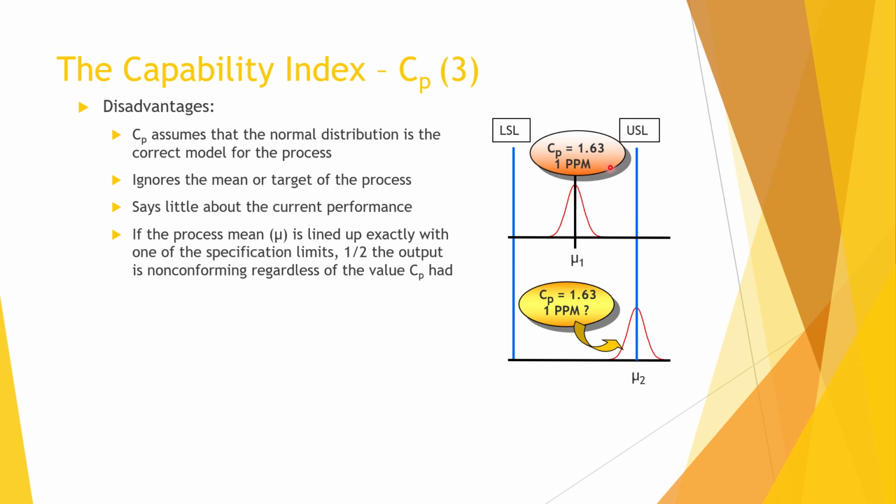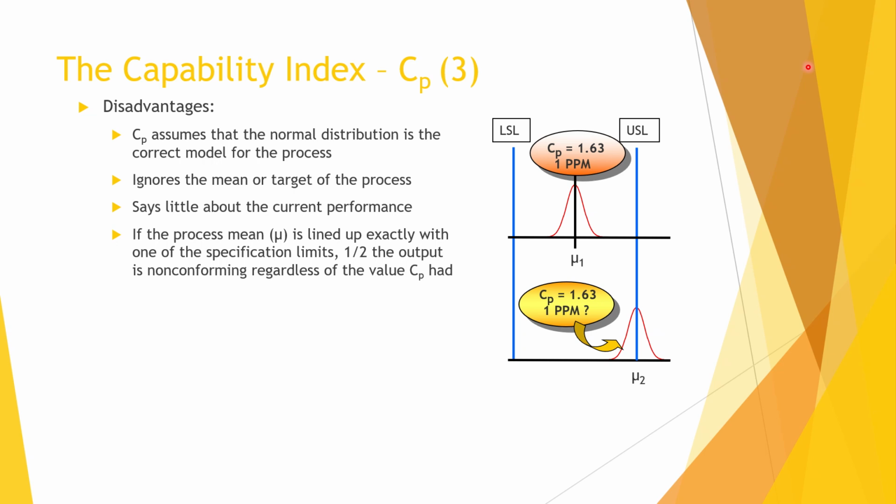So CP equals 1.63 is really good. That means there's only 1 per million opportunities. But see, it assumes there's a normal distribution. So there might be even more indices that you look at that don't require the normal distribution.